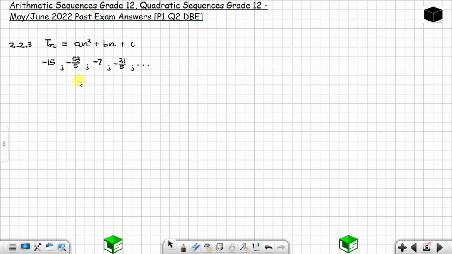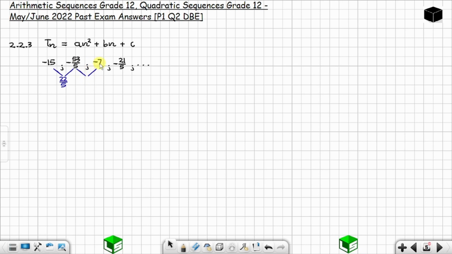Okay, just as we did in the previous question, we need to get the general term. You have to get your first differences and your second differences. So what is the difference here? When you take negative 53 over 5 minus 15, you're going to get this. You can do that with your calculator. And what is the difference between the two terms?